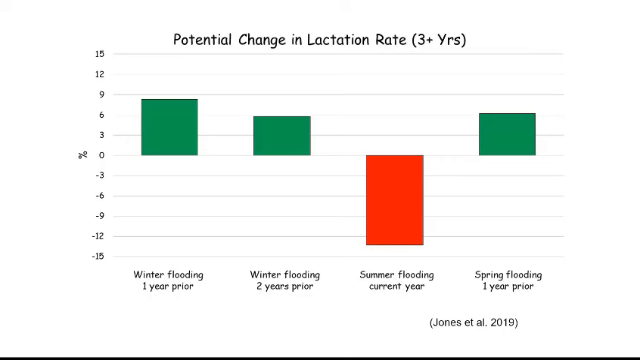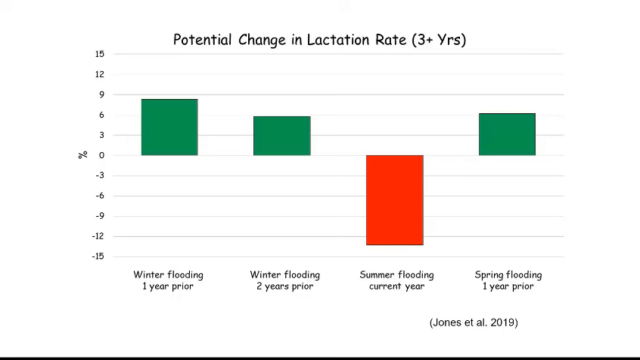So same relationship here. If you had winter flooding 1 year prior, you tended to have an increase in lactation rate. And if they had a winter flood 2 years prior, there was about a 6% increase in lactation rate. So if you had a year prior winter flood, 2 year prior winter flood, you had positive improvements in lactation rate in subsequent years. If you had a spring flood 1 year prior, the far right of this figure, you would have an increase in lactation rate the next year.